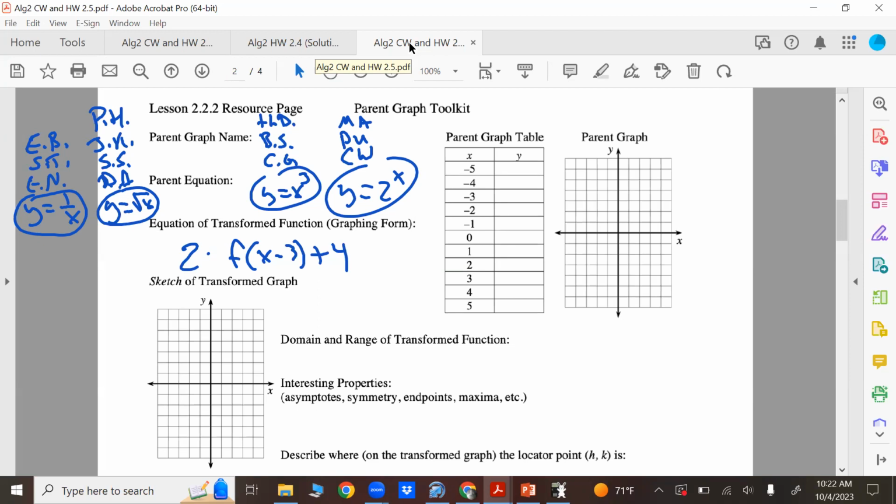You want to add 3 things. You want to multiply it by 2. Yeah, so you multiply it by 2, add 4.